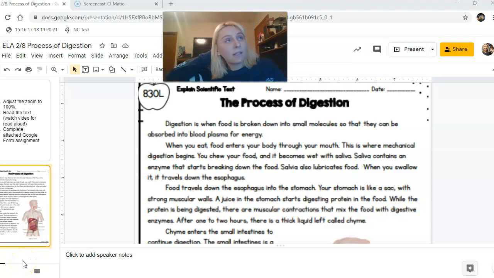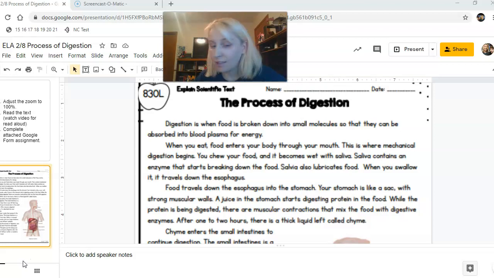All right, guys, so this is the assignment for Monday, February the 8th for ELA, Language Arts. We're reading a passage called The Process of Digestion, and this fits very nicely with science. I know Miss Howard's room, you guys are a little bit further ahead of us, but my homeroom, we are right in the digestive system starting today.